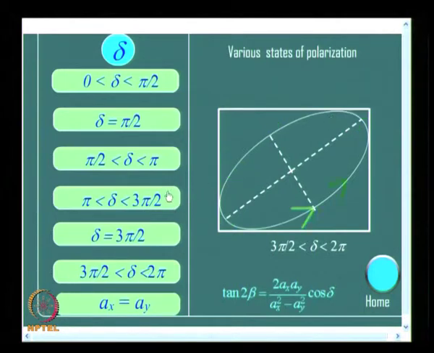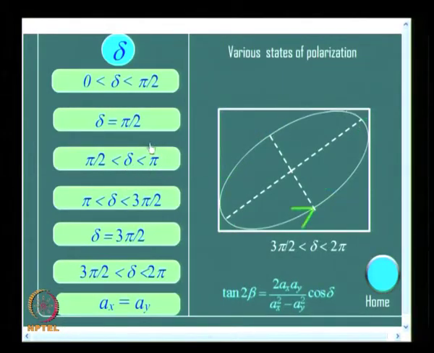So, you have 3 cases where you have anti-clockwise, you have 3 cases where you have clockwise, and when delta equal to 0 or delta equal to pi or delta equal to 2 pi, you will have plane polarized light coming out as plane polarized light, except the case which is slightly different is when you have delta equal to pi. When delta equal to pi, it will be rotated by some angle, but the state of polarization will remain still plane, but it will get rotated by some angle.